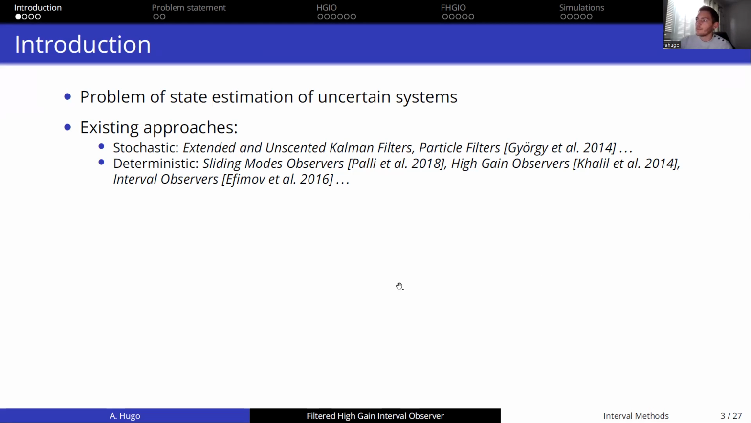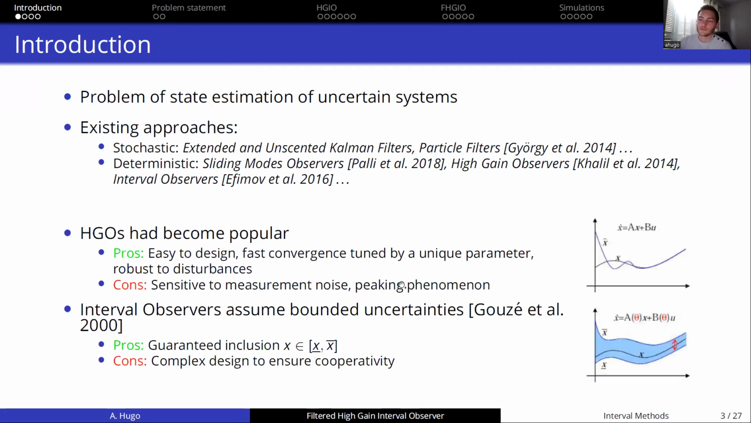So let me talk a little more about the two types of observers that will be of interest during this presentation. First, I will introduce the high-gain observer, which has become really popular for three main reasons. First, it is really easy to design because it is based on the classic Luenberger structure of observers. Another advantage is that it can be tuned easily by a unique parameter theta, which tunes the convergence rate and also the robustness of the estimations.